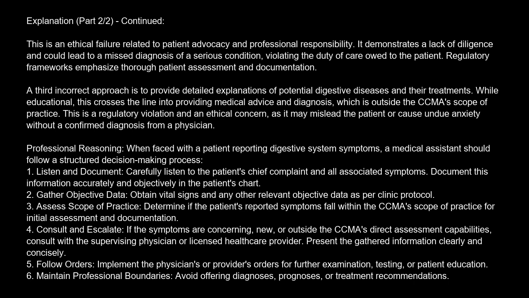Professional reasoning. When faced with a patient reporting digestive system symptoms, a medical assistant should follow a structured decision-making process. 1. Listen and document. Carefully listen to the patient's chief complaint and all associated symptoms. Document this information accurately and objectively in the patient's chart. 2. Gather objective data. Obtain vital signs and any other relevant objective data as per clinic protocol. 3. Assess scope of practice. Determine if the patient's reported symptoms fall within the CCMA scope of practice for initial assessment and documentation.